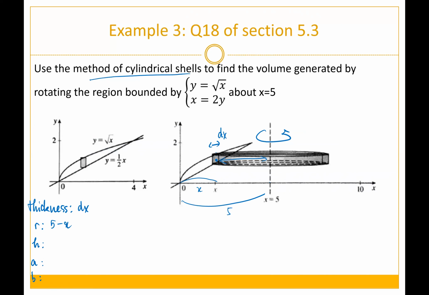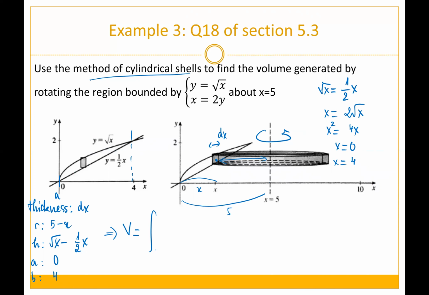Now the height is going to be the upper curve minus the lower curve, so it's square root of x minus half x, from a to b. So this is a and this is b. If you solve for their intersection, you have square root of x = 1/2 x. Solving for that gives you 2 square root of x = x, or 4x = x squared. You have x = 0 or x = 4. So a is 0 and b is 4. So our volume is going to be the integral from 0 to 4 of 2 pi (5 minus x), times the height, square root of x minus half x, dx.